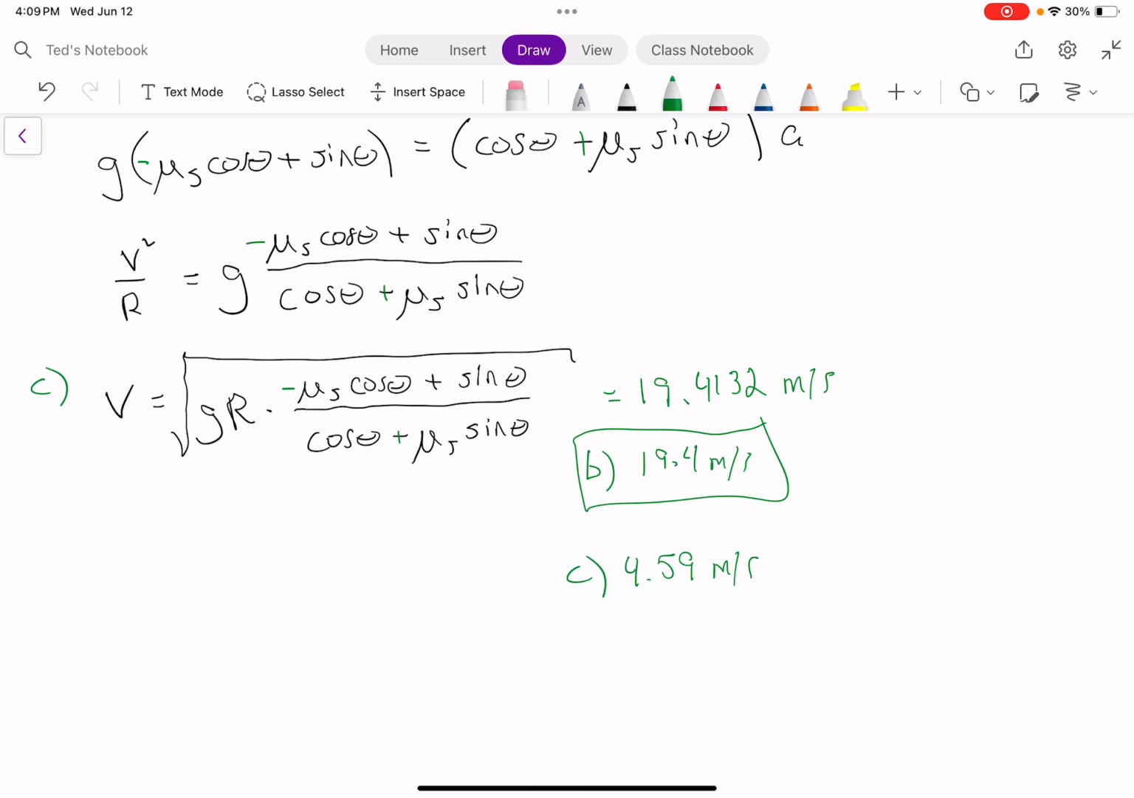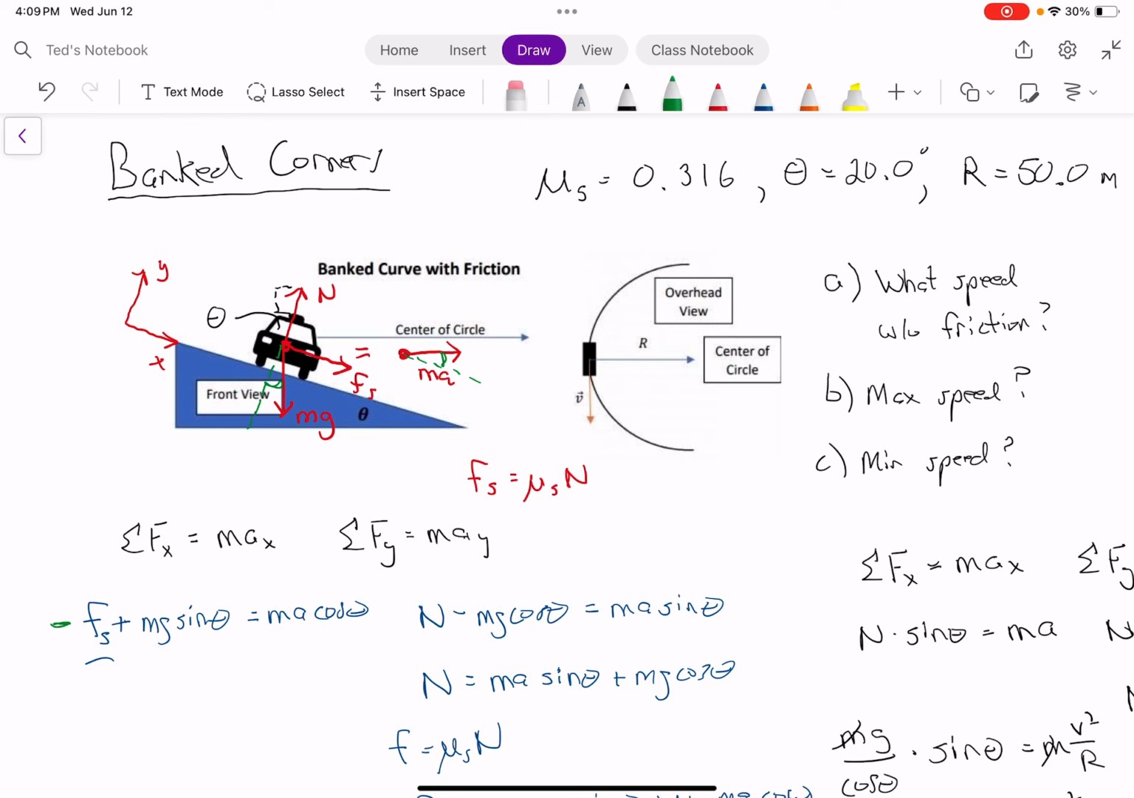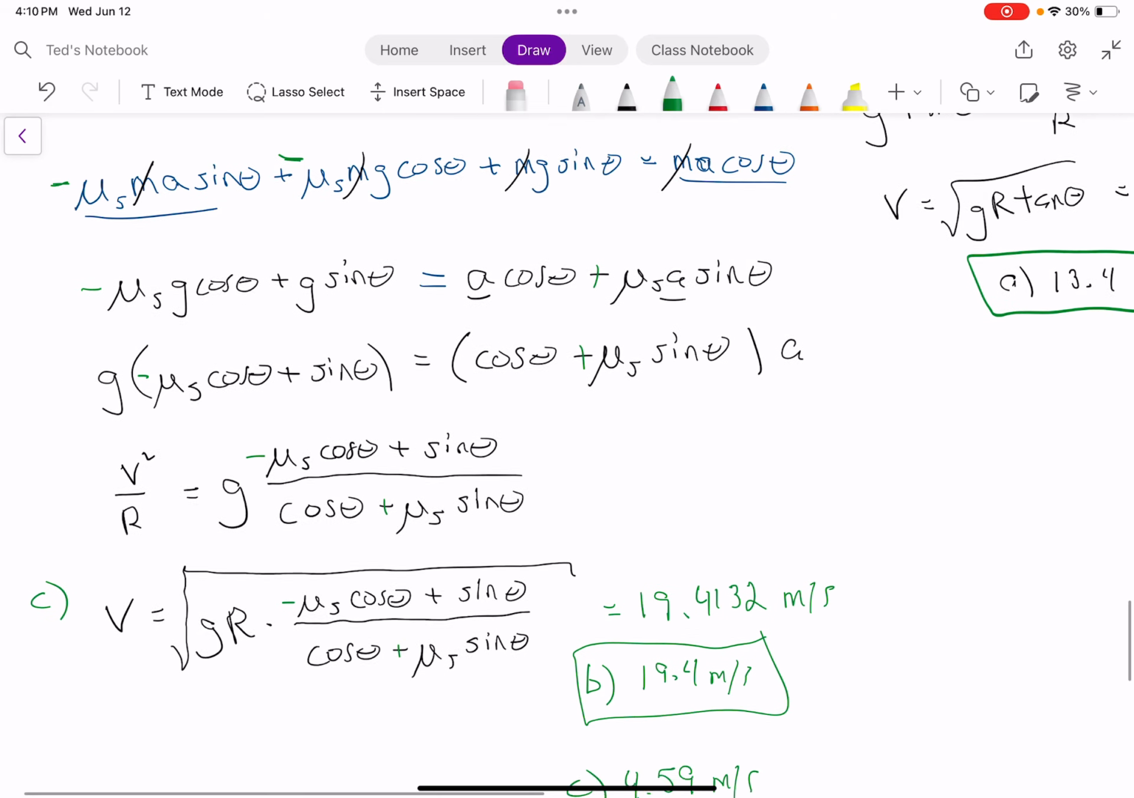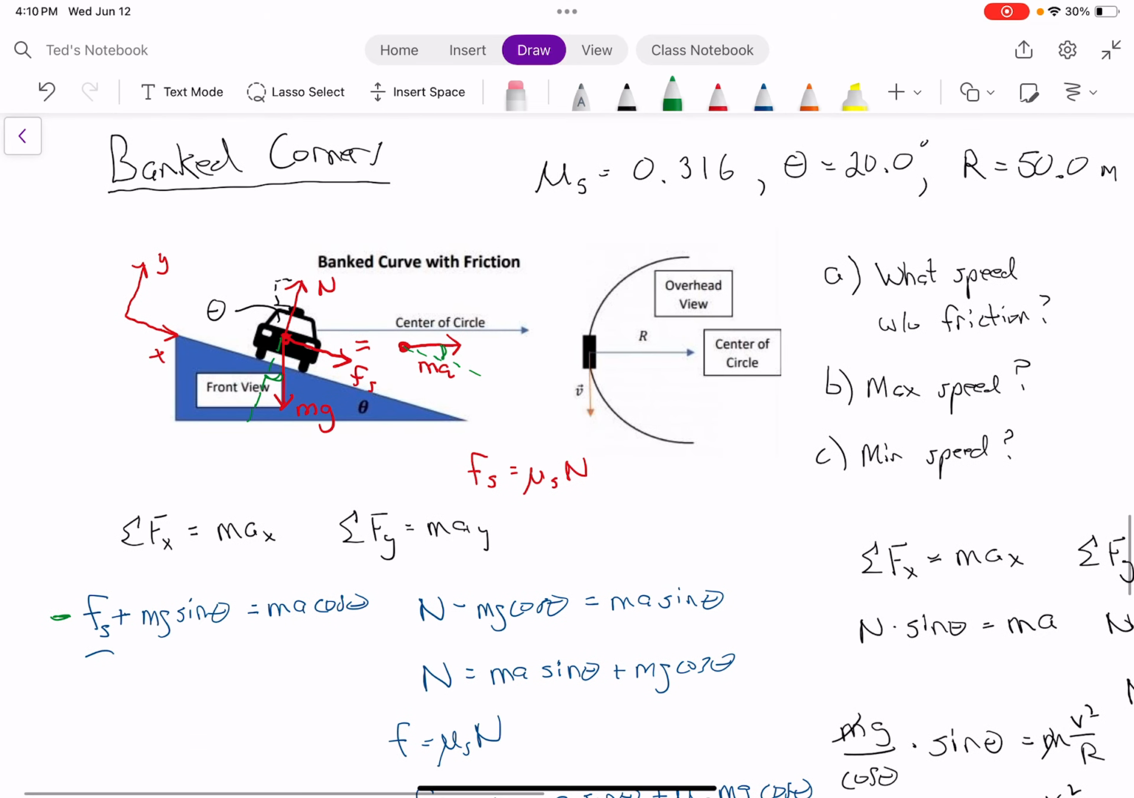And remember, this was on a very icy day where mu was a small number, so if you're not driving at all, if you're just sitting on this hill, you slide down the hill because friction's not enough to keep you on the hill. You actually have to be driving to avoid sliding down the hill. Okay, that was a long problem. Had some good things in there that might help you with some of your homework.